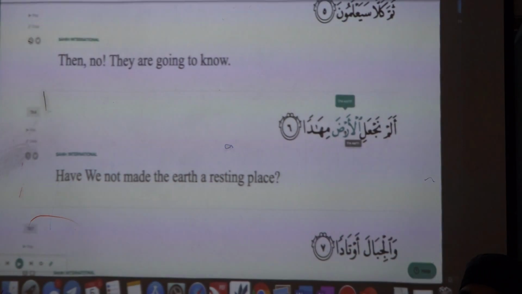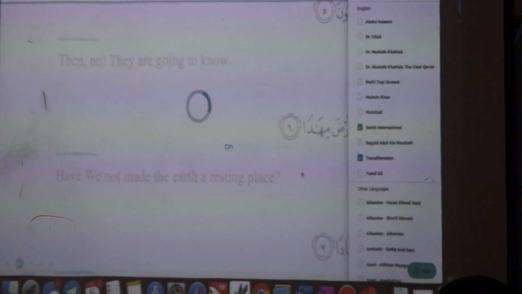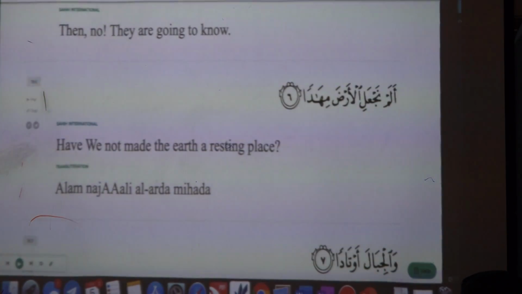What would this be? That's a noun. Nominative? No, accusative. Al-arda is accusative. Why? The fatha at the end makes it accusative.